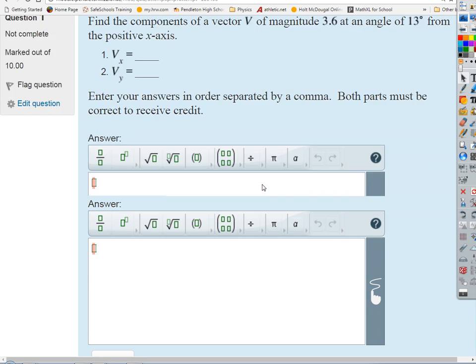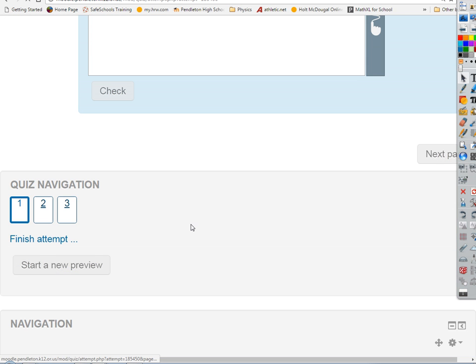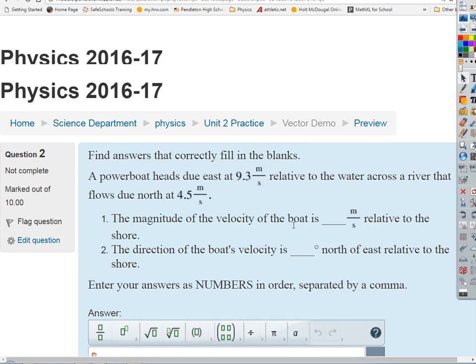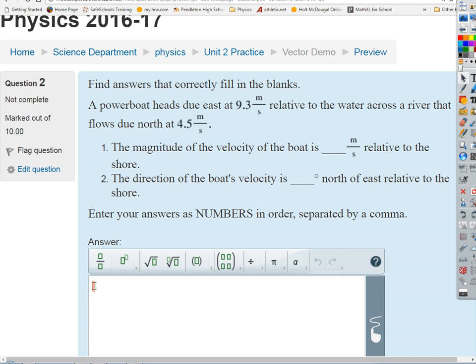Okay, so how about this one? Powerboat, yep.